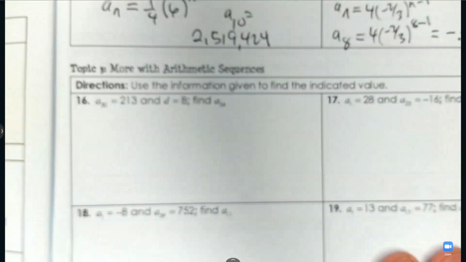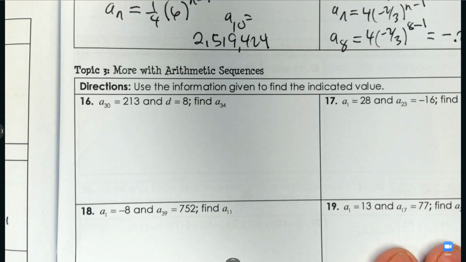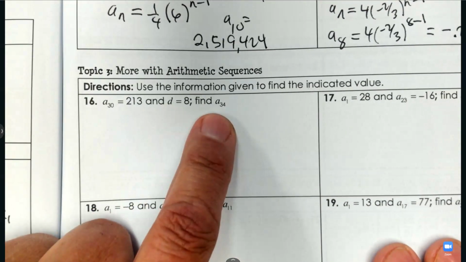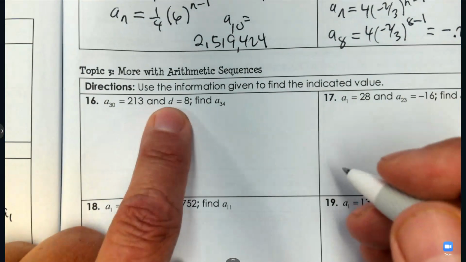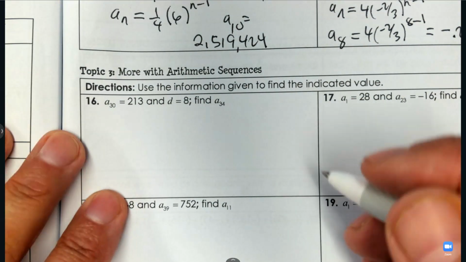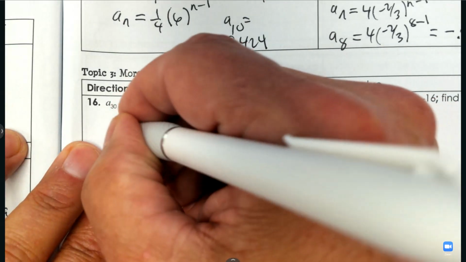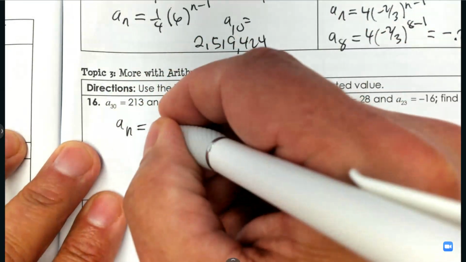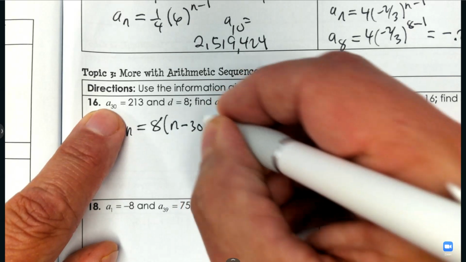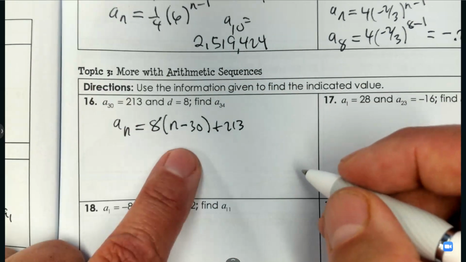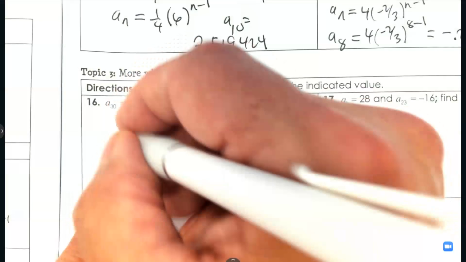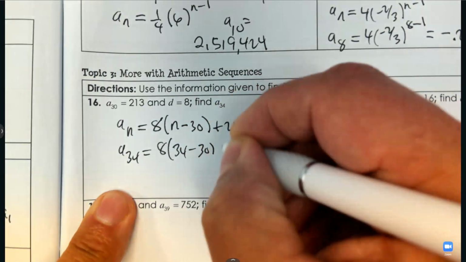Number 16. Use the information given to find the indicated value. So here we're given that it is arithmetic, because we know what d equals, and the 30th term. So I can actually take that, d, the slope, but instead of n minus 1, I can go n minus 30, and then the 30th term is 213. So right away we have an equation. Plug in 34 into this equation, and you have the answer.